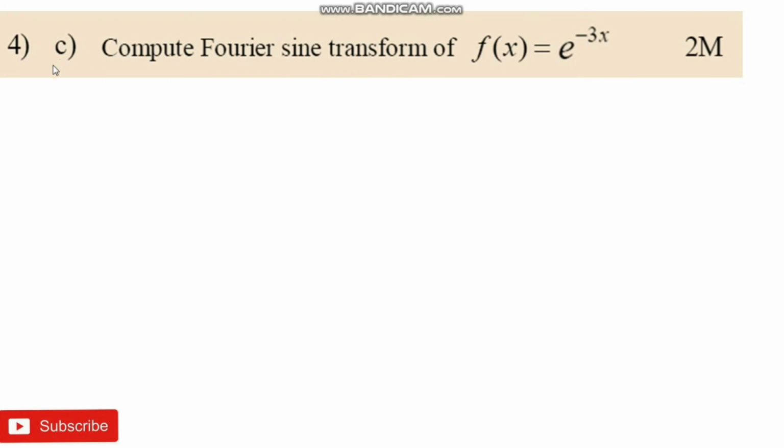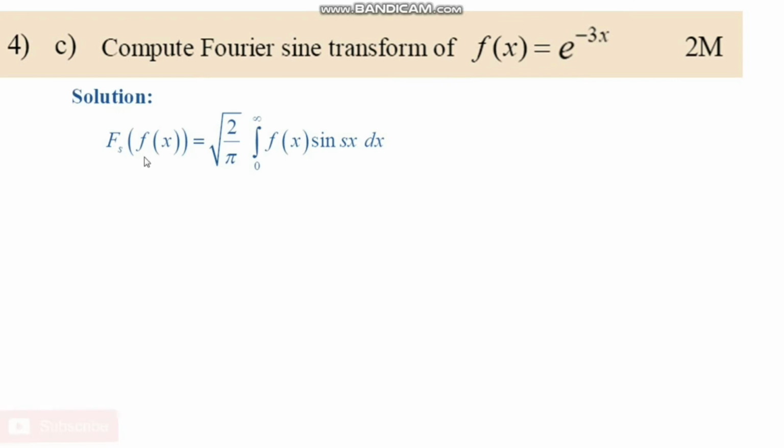Let us see fourth question C bit. Compute the Fourier sine transform to the function f of x equals e power negative 3x. The student will be able to identify the Fourier sine transform to the function f of x. The only thing you need to remember is the Fourier sine transform formula. We know that the Fourier sine transform of f of x is square root 2 by pi integral 0 to infinity f of x sin sx dx.